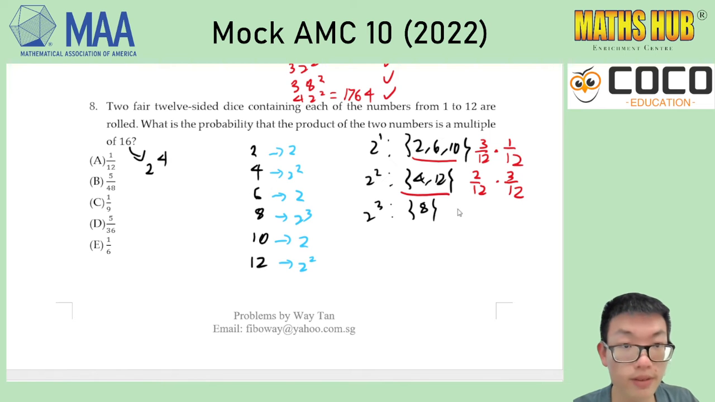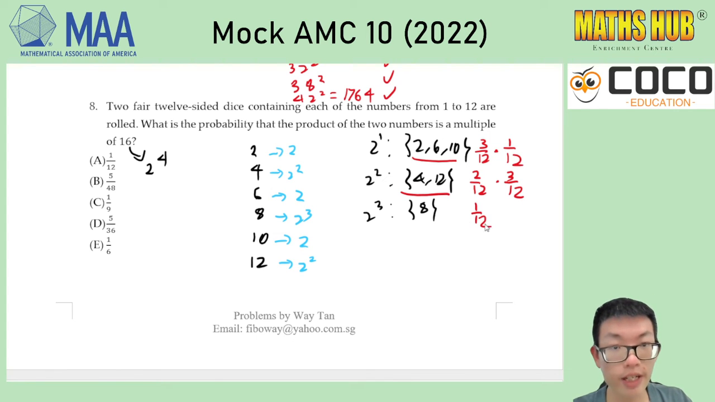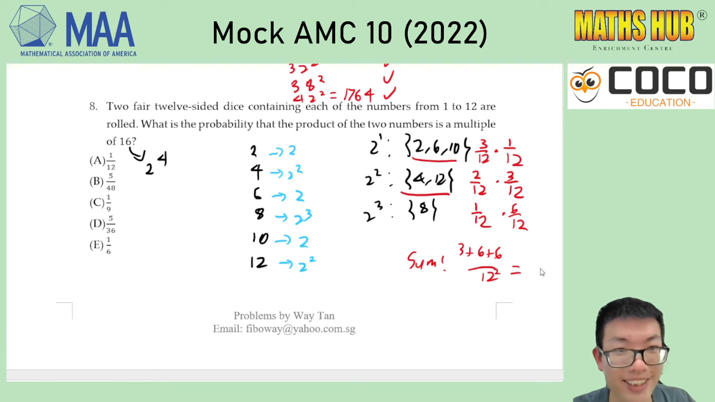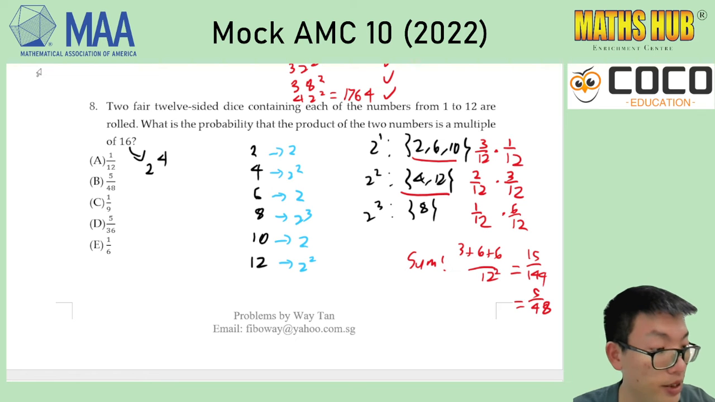For the last one, if I am fortunate enough to get this, I can just take any of them in the next try. So that will be 6 over 12. So my sum will be 3 plus 6 plus 6 over 12 squared, I should say, which is 15 over 144, and that is 5 over 48. So that would be option B.